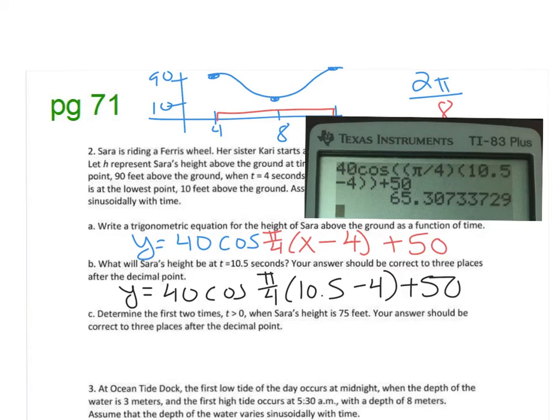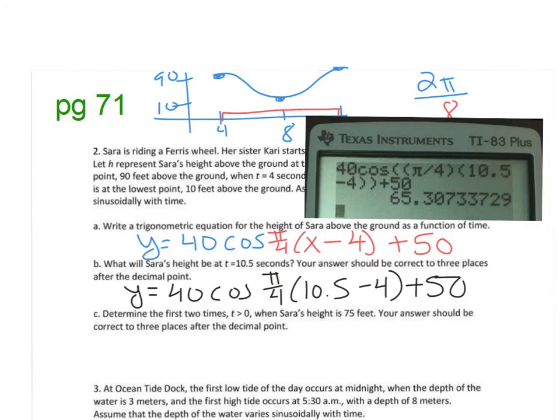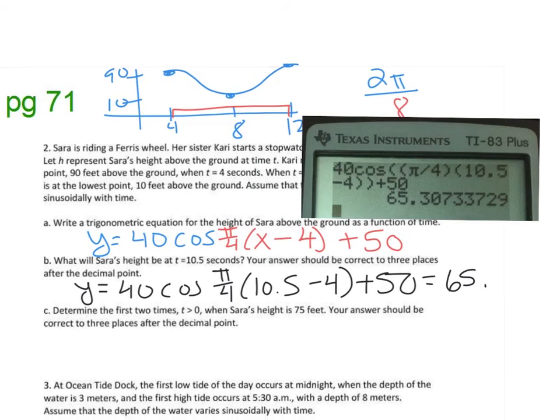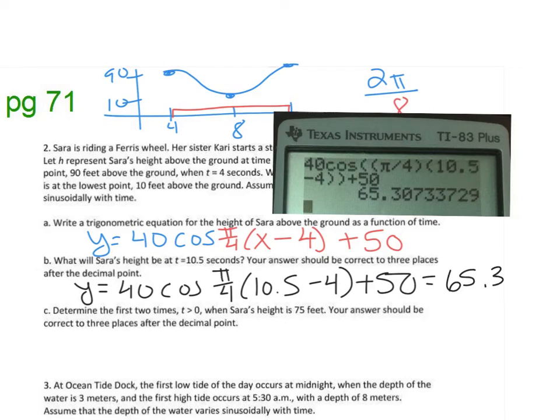So here's my calculator, and I get an answer of 65.307 feet, and it says 3 decimal places. So in the calculator, I put parentheses around pi over 4, parentheses around the subtraction, and then a big parenthesis for everything that's inside the cosine.